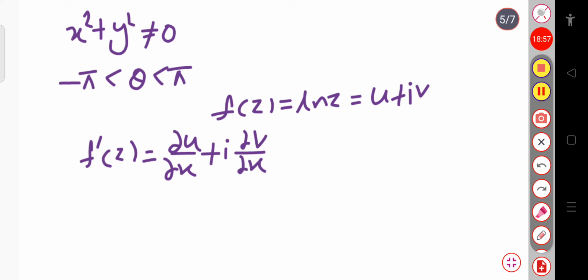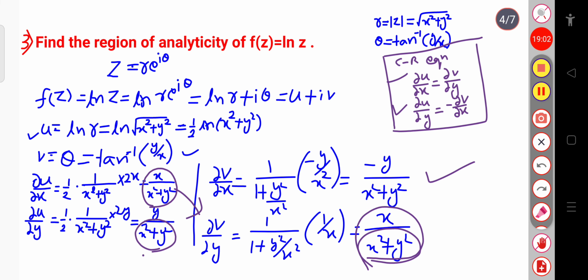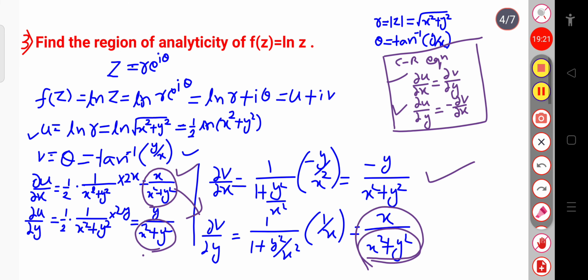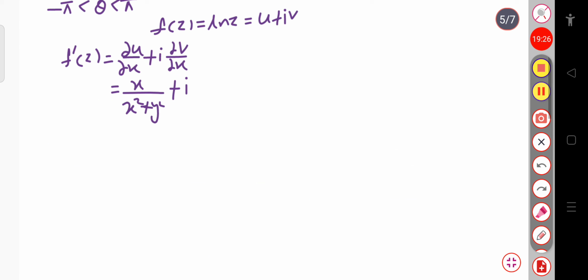Now if I put in the value of ∂u/∂x, you can see here ∂u/∂x is x divided by x² + y². So I have to write it here: x divided by x² + y², plus i. Again I have to substitute for ∂v/∂x. Here ∂v/∂x is minus y by x² + y². So I am directly writing minus i y divided by x² + y².